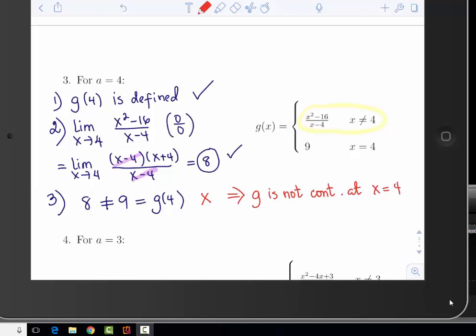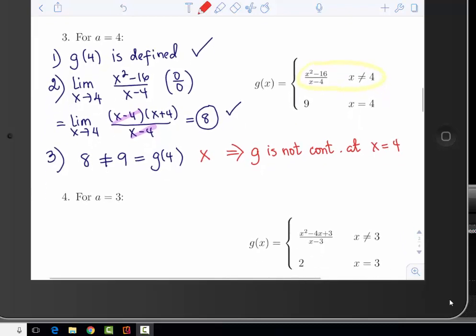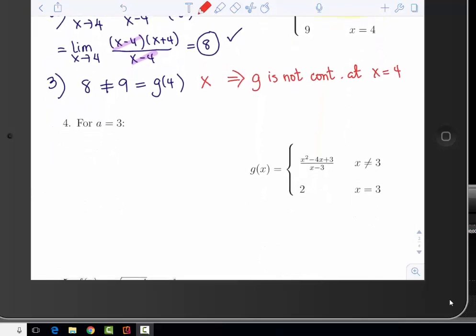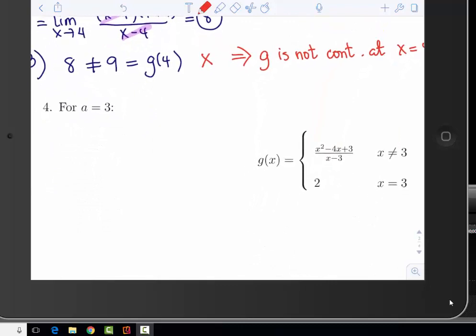Check number 1. If it's true, keep checking. If it's false, you can stop right there. Okay, 1 is true, check number 2. If it's false, this is where we stop. If it's true, we have to check one more thing. We check number 3. If the limit is the same as the value of the function, it is continuous. Otherwise, it's discontinuous. Okay? All right, let's take a look at another example of a piecewise defined function.